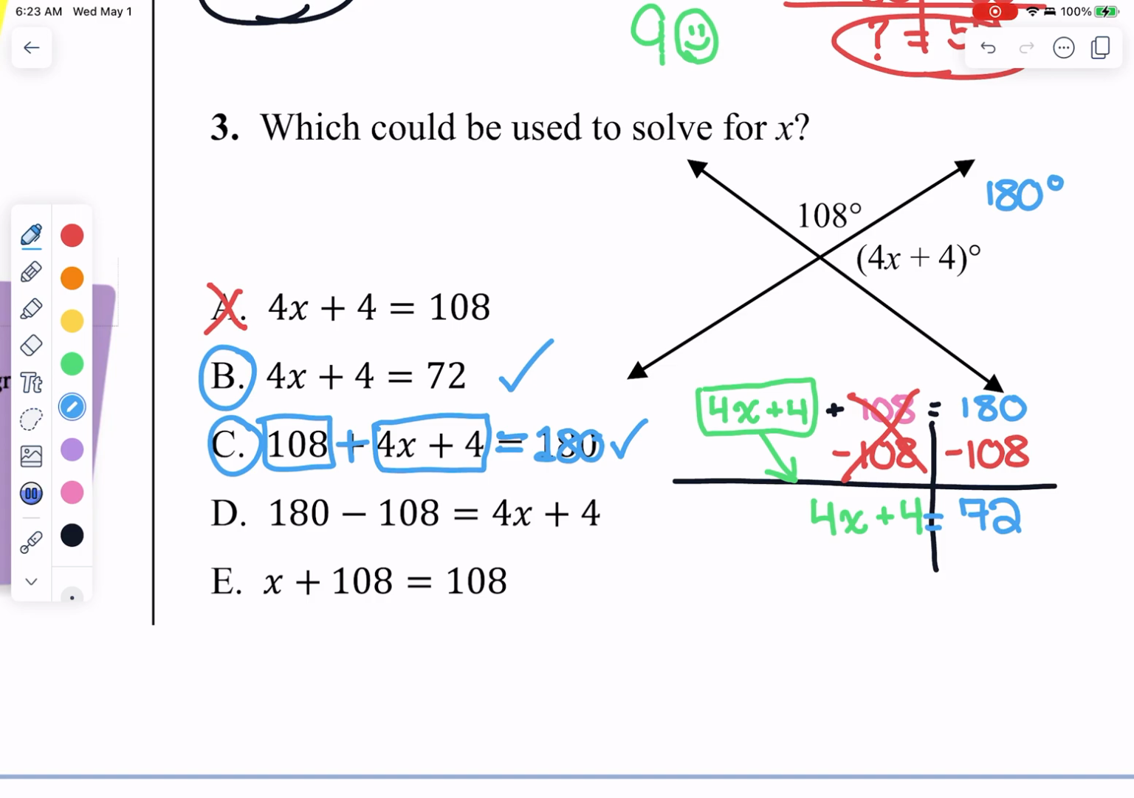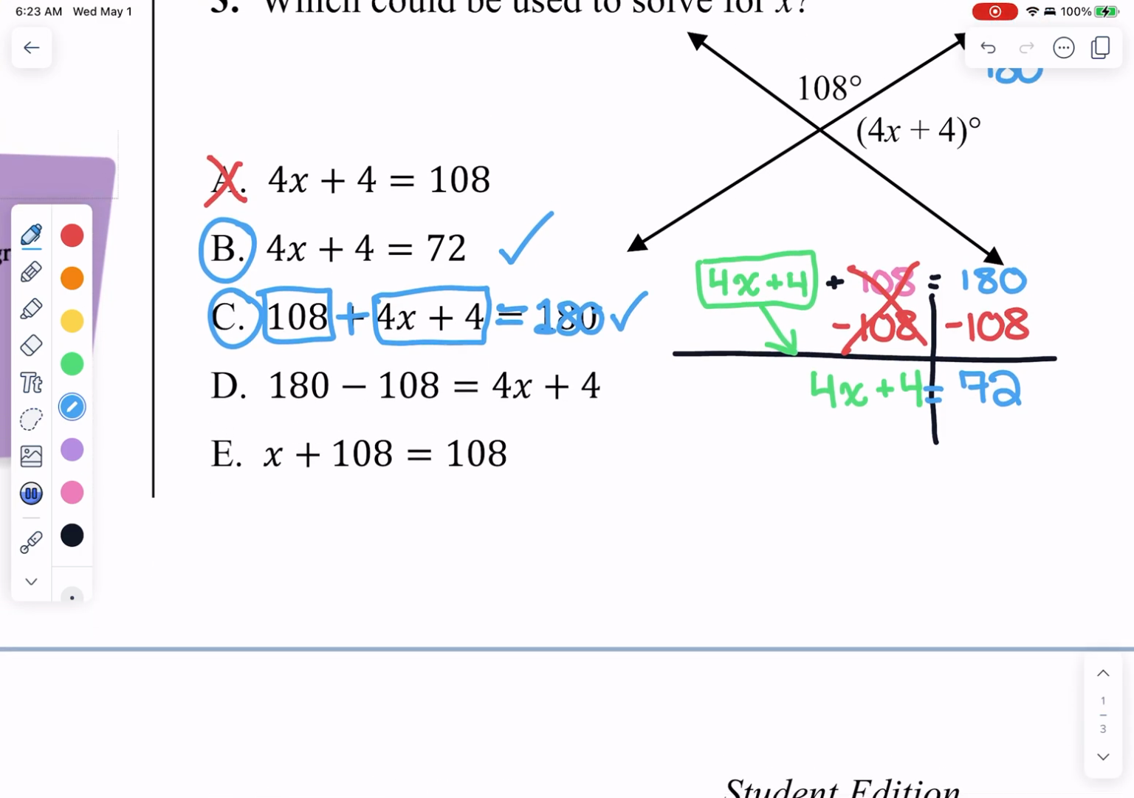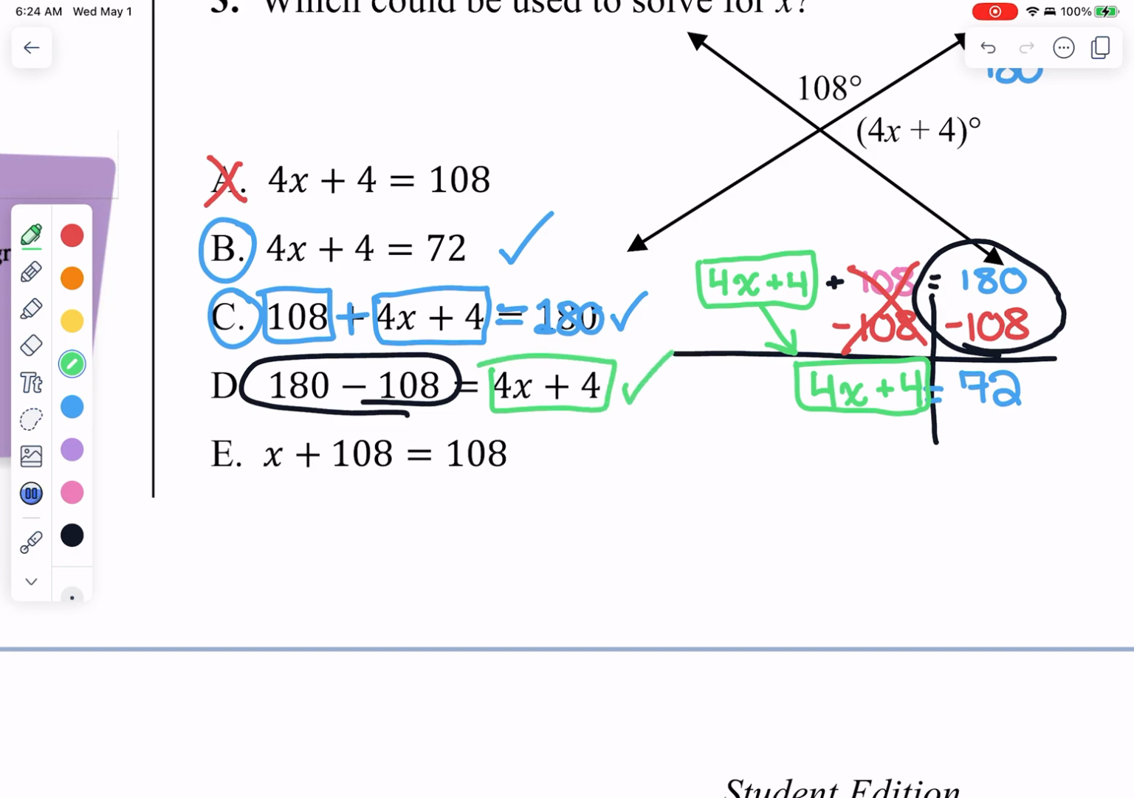Next up is D. D says that 180 minus 108 equals 4x plus 4. Well, if we are big brain, we say right off the bat, 4x plus 4 is what we got by itself over here by subtracting 108 from both sides. That's what we did right here, people. This is another correct option.